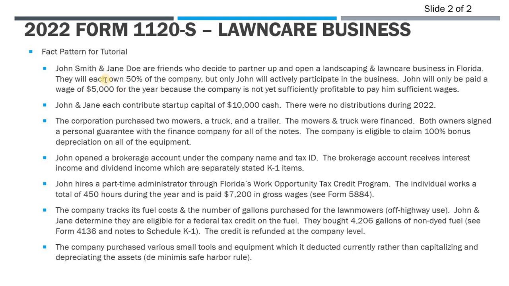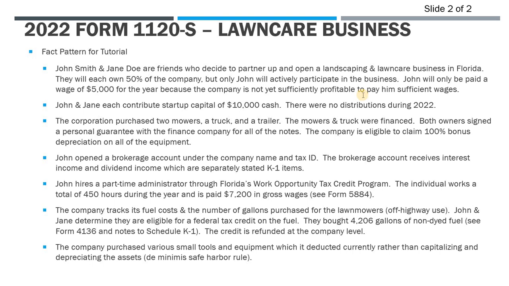So we've got John Smith, Jane Doe. They're friends, and they decide to partner up and open this landscaping business. So they're each going to own 50% of the company, but only John's going to be actively involved in the business. Jane will kind of consult with John, go to board meetings, things like that. They'll have those meetings. But she's not going to be actively involved in the business, right? John's really going to do all of it. So Jane is really kind of more of a passive investor.